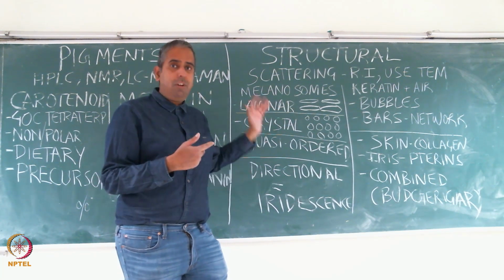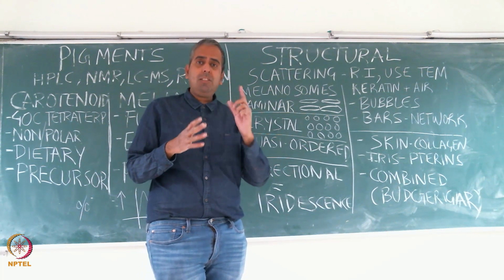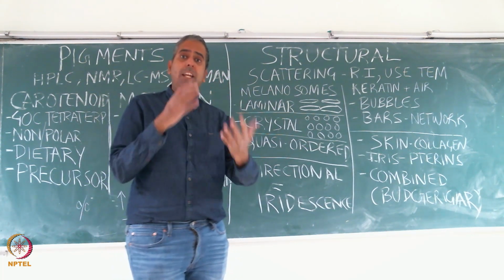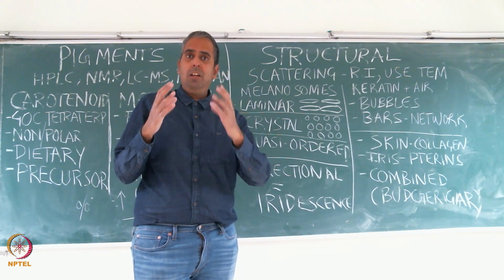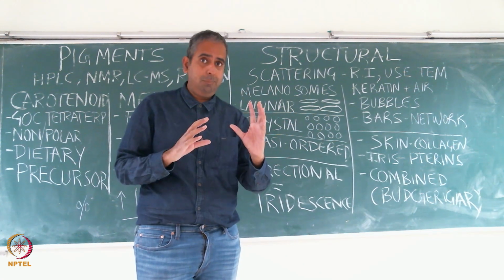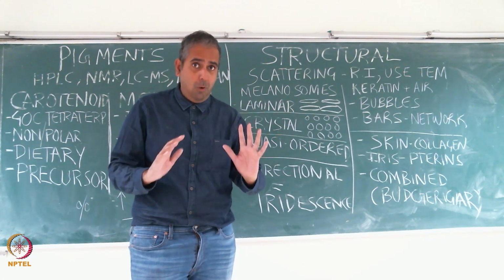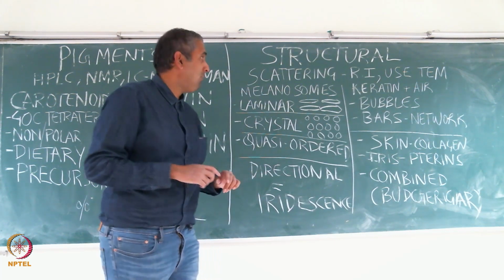There's a reason I've not written these down on the board, because the math is unimportant here. It is just important to know that if you find ordering, typically your light is scattering coherently. So some wavelengths will scatter coherently and give the feather its color. That's all you need to know. Let's go into some examples of how this might be achieved.